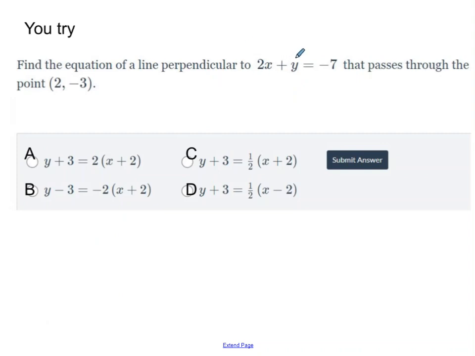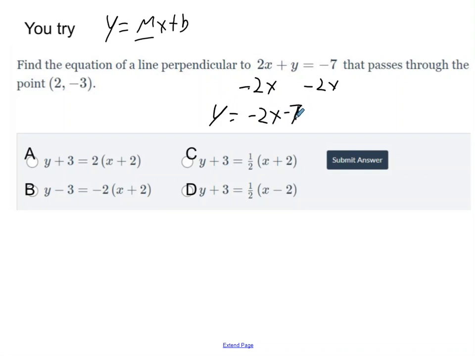So this is going to be one that you guys are going to try. I'm going to help you out first, though, because this equation is not in point-slope form. Usually it was y equals mx plus b, where m is the slope. So I'm going to take the 2x, I'm going to subtract 2x from both sides. So now it's y equals -2x minus 7. So now it's in y-intercept form, and I can find the slope. So pause the video and try the answer.